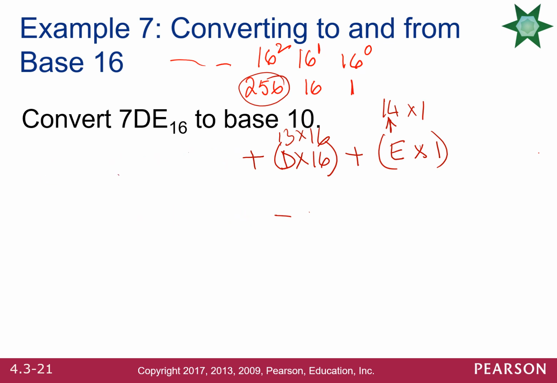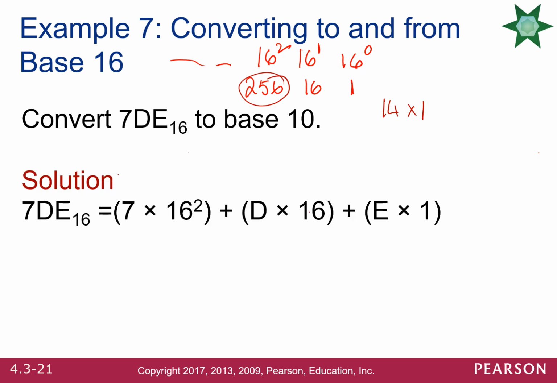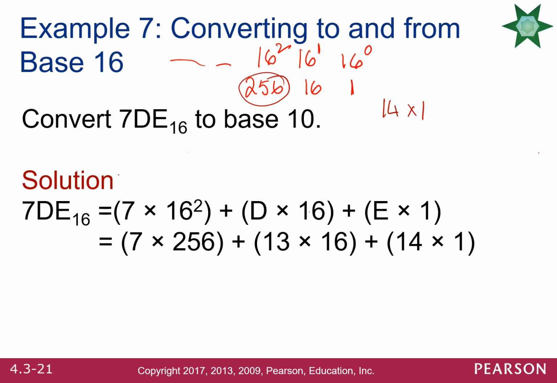Okay, so here we go. The solution: 7DE base 16 is 7 times 16 squared plus D times 16 plus E times 1, correct? So what happens then? In the next step, it's 7 times 256 plus 13 times 16 plus 14 times 1, for a result of 1792 plus 208 plus 14.